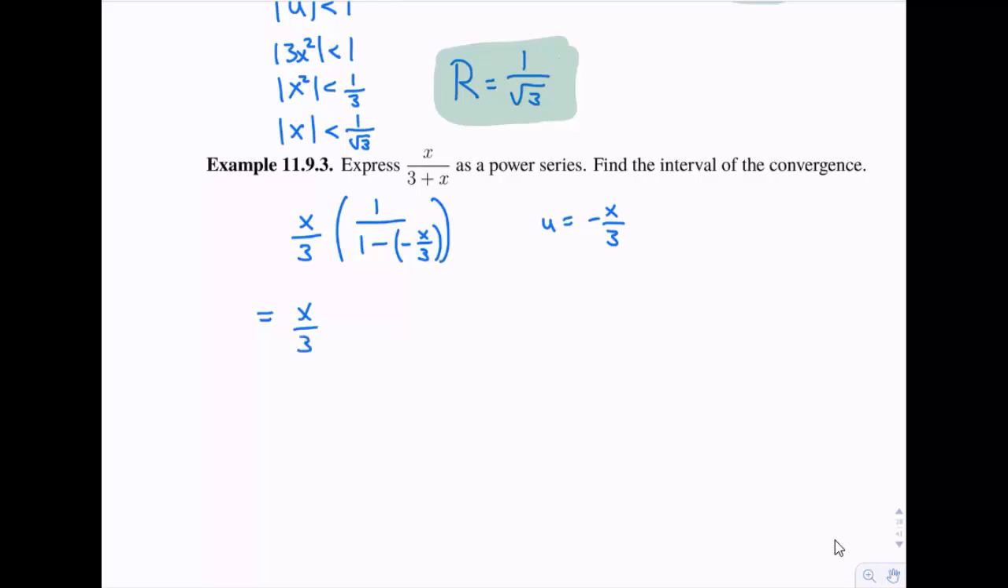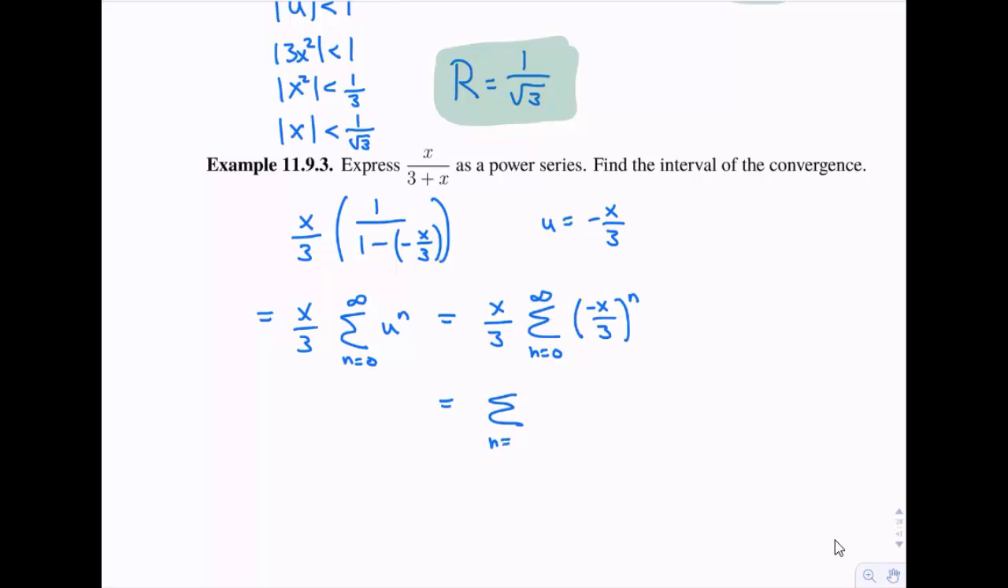Because then I have this 1 over 1 minus u, right? So I have this x over 3 out to the side still, and then this 1 over 1 minus u, well, we know that's the same thing as the sum of our u to the n's. So this is x over 3 times the sum from n equals 0 to infinity of, instead of u, let me write negative x over 3 to the nth power.